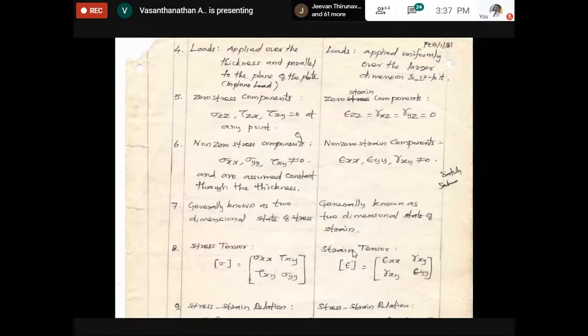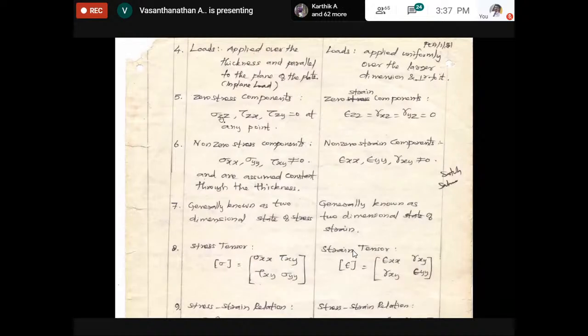Now, you are able to see this paper. Suppose if I put any object here, this paper is easily deforming. If you want to tear the paper, you can easily tear the paper. Why is it easy? Because stress is 0 across the thickness. Across the thickness direction, stress is 0.